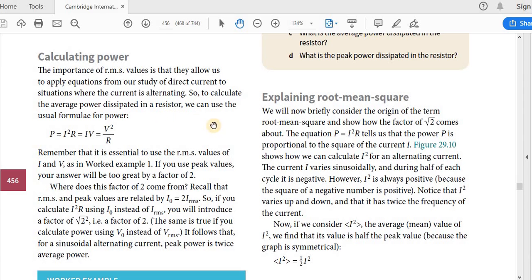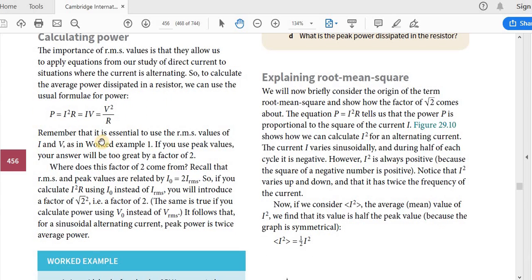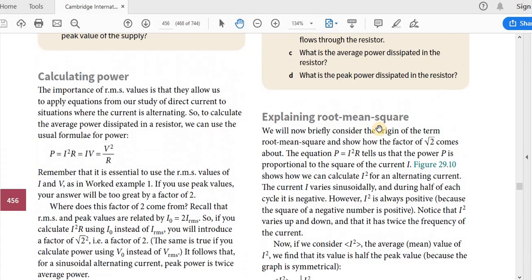And that is what they are also telling us here. To calculate the average power dissipated in a resistor, we can use the usual formula for power. We can use these equations. Now that is for a resistor. Remember that it is essential to use the r.m.s values of I and V, as in worked example 1. If you use peak values, the answer will be too great by a factor of 2, because you remember it was this equation.